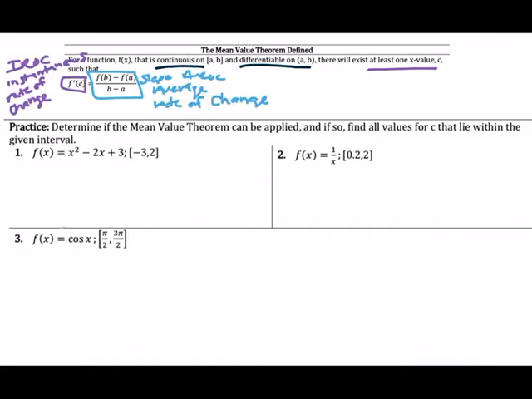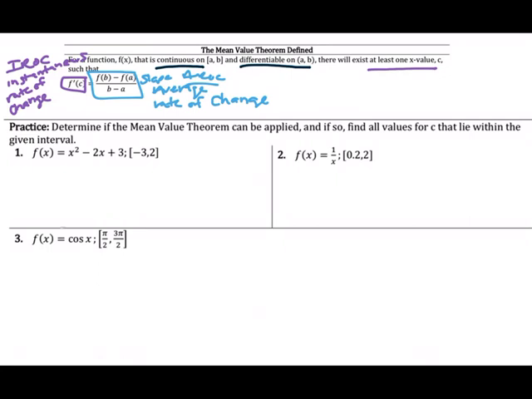So I'm going to talk about the derivative being the IROC, the instantaneous rate of change, the slope at the exact moment. That needs to be equal to, at some point in time, the slope between the 2 points, or the average rate of change over the whole interval. And I'm going to refer to that as the AROC. So the mean value theorem says as long as I have a function that's continuous and differentiable on the interval, at some point in time, my AROC and my IROC are going to be equal to each other.